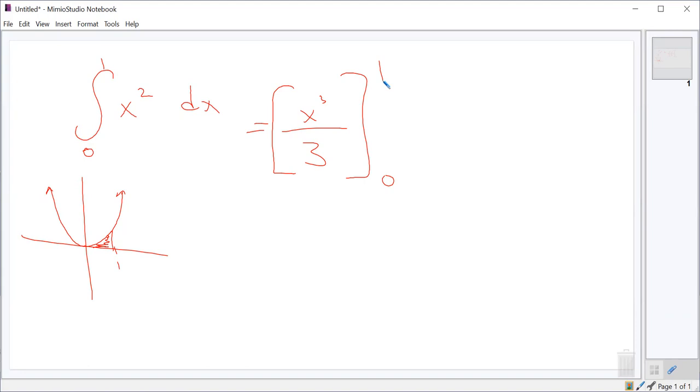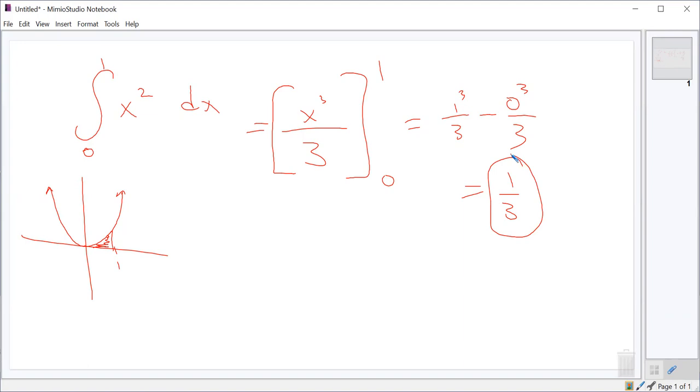As we go back through and do some more review right before the AP test, we're going to talk more about the fundamental theorem of calculus and do a bunch of problems with it. But for now, if you have the limits, you just evaluate it at each of the limits and find the difference. So that's 1 cubed over 3 minus 0 cubed over 3, or 1/3.